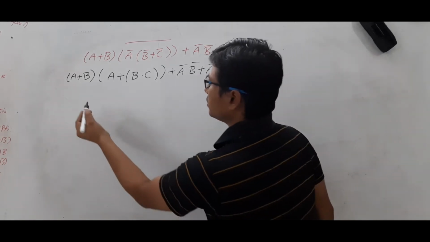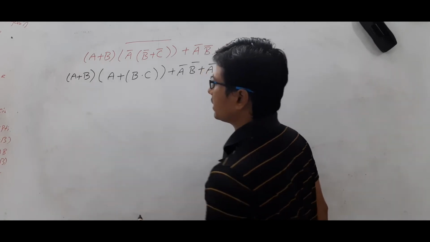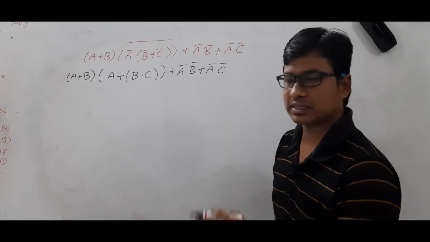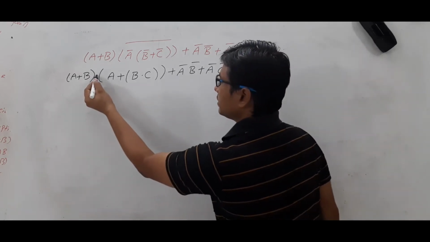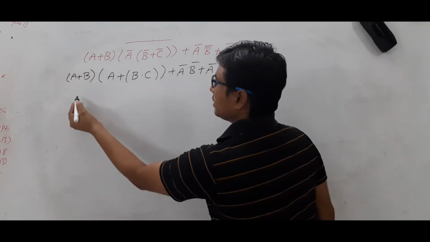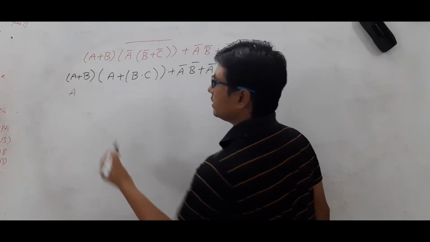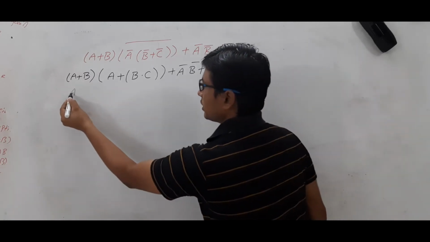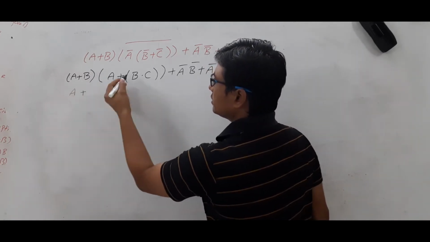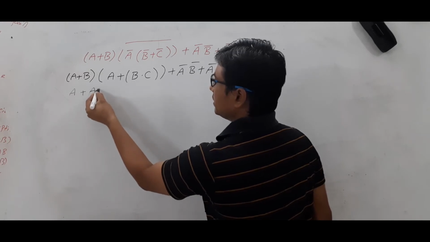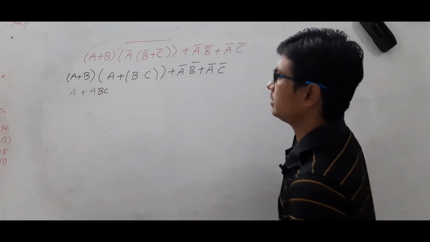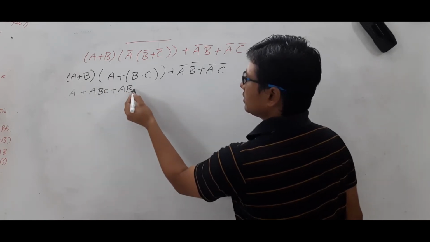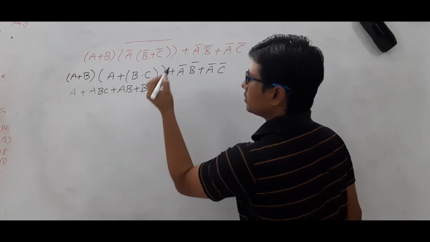Now how can I write this equation? I will perform the (x + y)(x + z) multiplication, I will apply the AND. So A and A will be A only. Will you accept with me or not? We have already discussed this point. And then this will become ABC, and this will become AB or BA, then this will become BC. Is it clear?